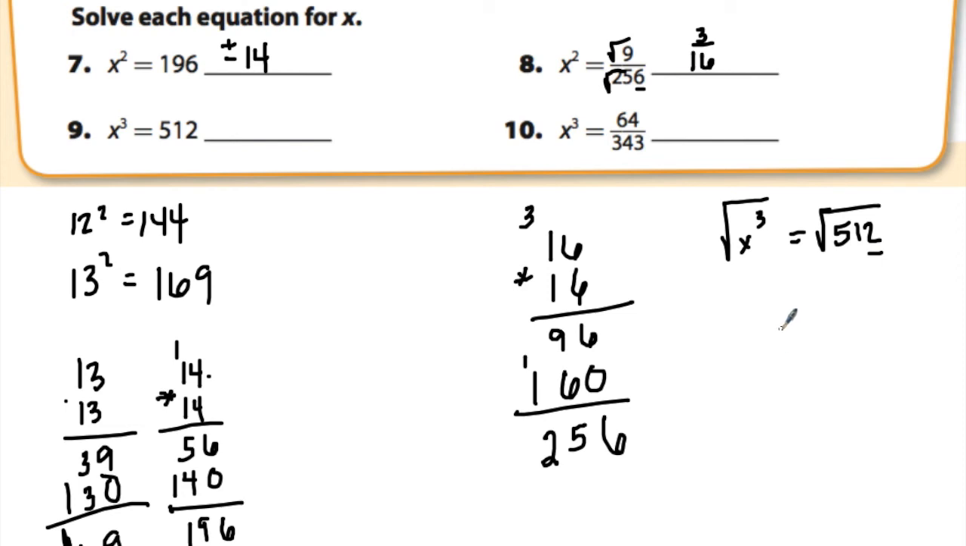So let's try 8. 64 times 8. 8 times 4 is 32, so we're off to a good start. 6 times 8 is 48, plus 3 is 51. So the cube root of 512 is 8. Oops, that should go over here.